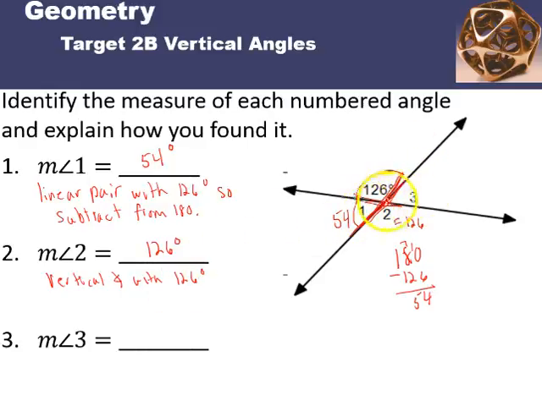Now 3, again, it's a vertical angle. 3 and 1 are vertical angles, so 3 and 1 are equal, so 3 has to be 54. And again, my reason, it's a vertical angle with angle 1. Okay? So on the test, I noticed a lot of you got the answers right, but forgot to write down a reason. You have to write down a reason. That's part of the points. If you don't write down the reason, you don't get the full points. Okay?